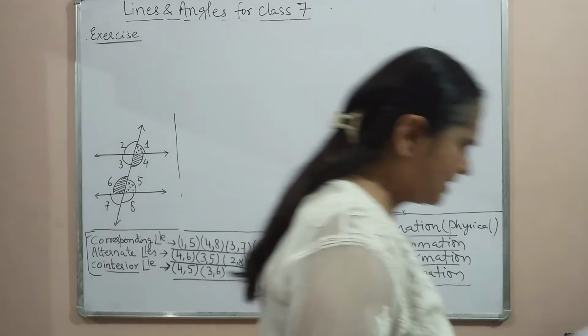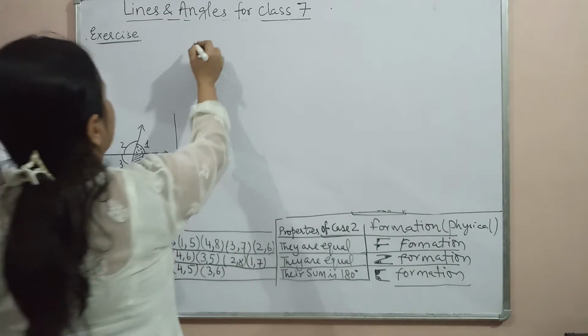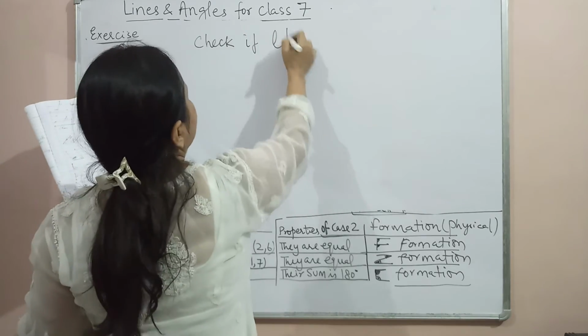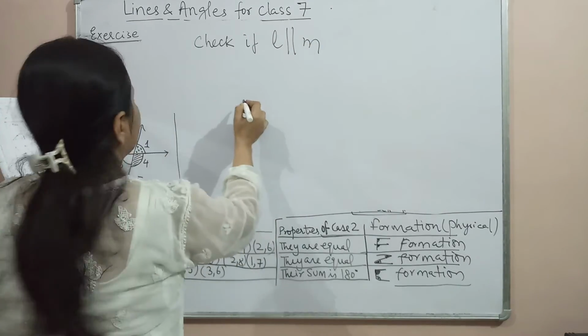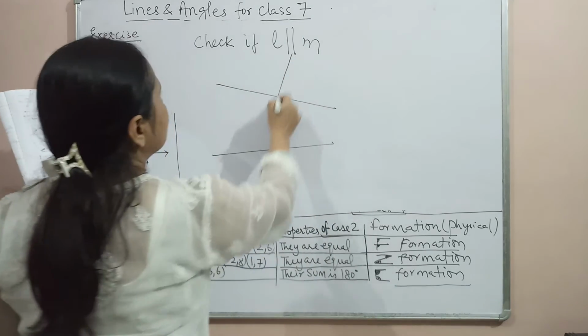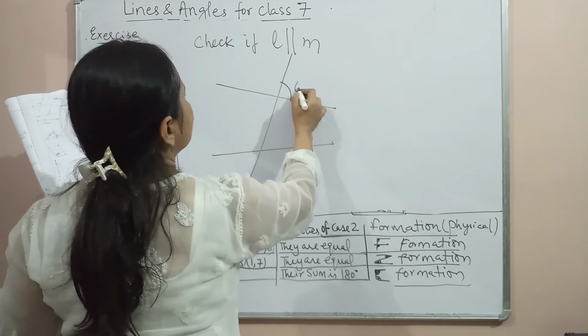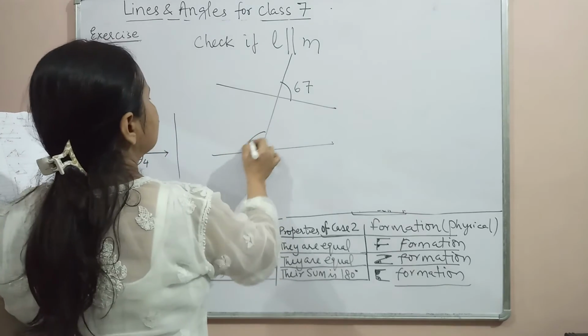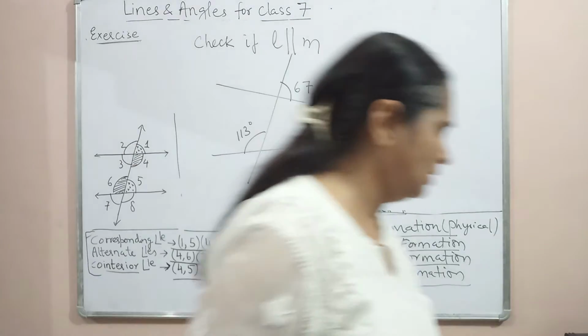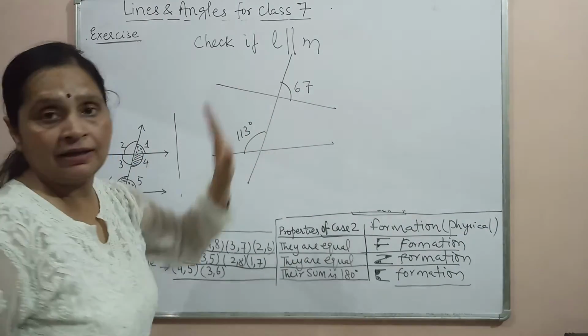Now, our next variety is to check if L is parallel to M. Now, suppose we have these two lines and we have been given this to be 67 degree and this to be 113 degrees. Now we have to check whether these two lines are parallel.